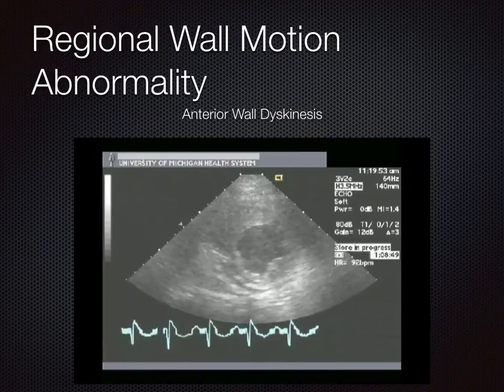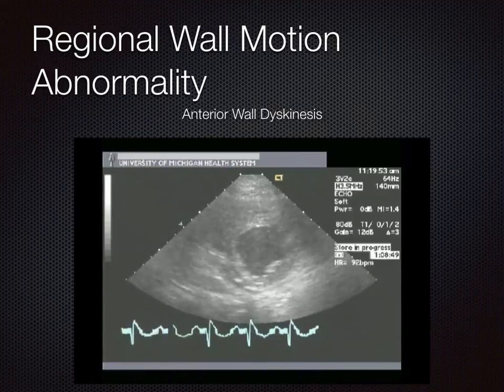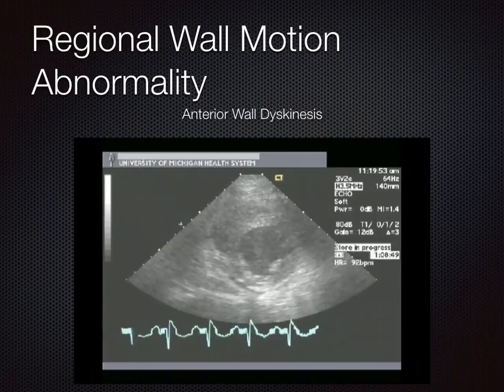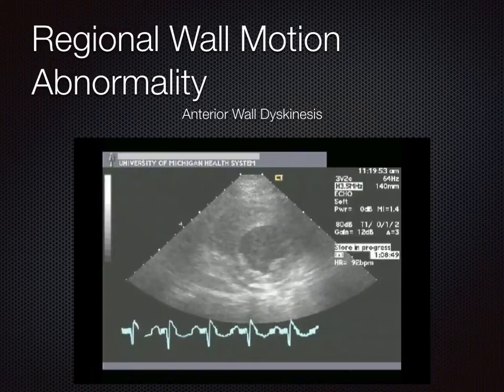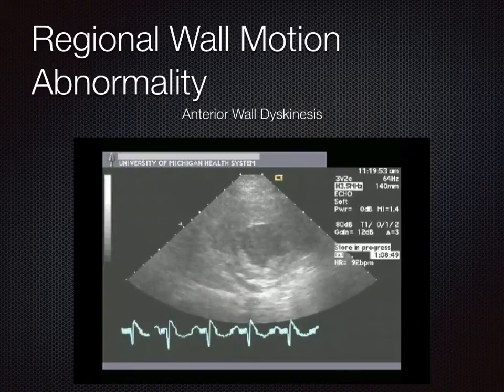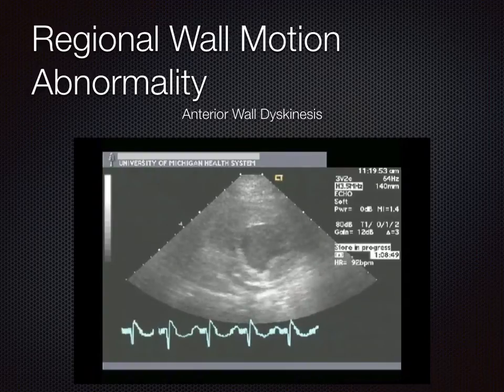So you can see, looking at the parasternal short axis view through the papillary muscles, there's thickening and contraction of the lateral, posterior and inferior aspects. But if you look anteriorly, so anterior septal and anterior, there's very little thickening, radial contraction towards the centre.